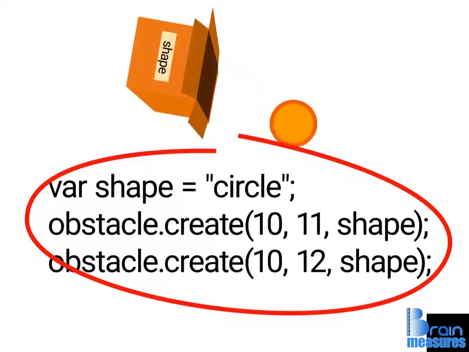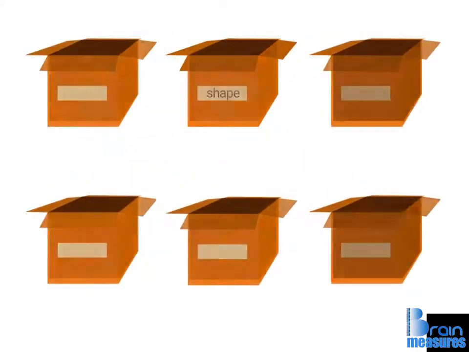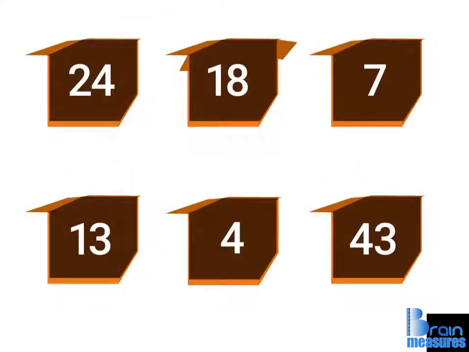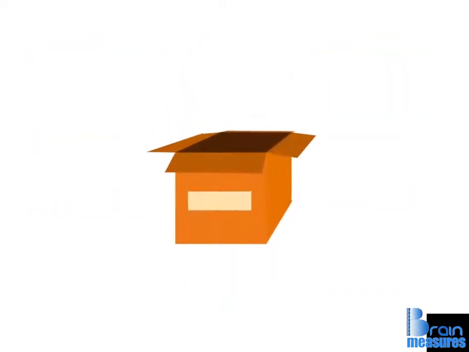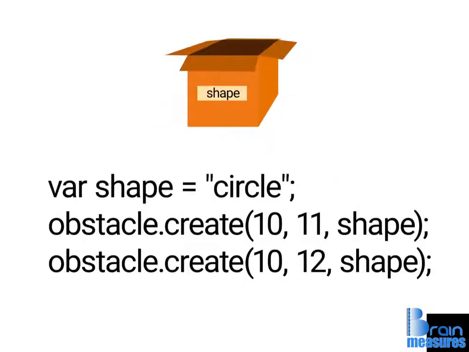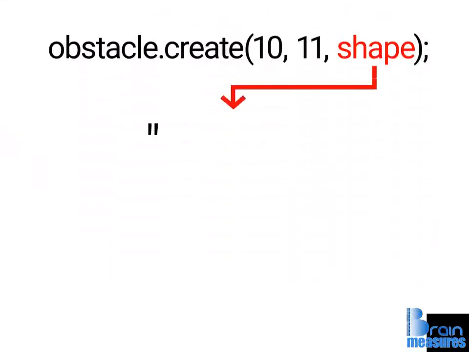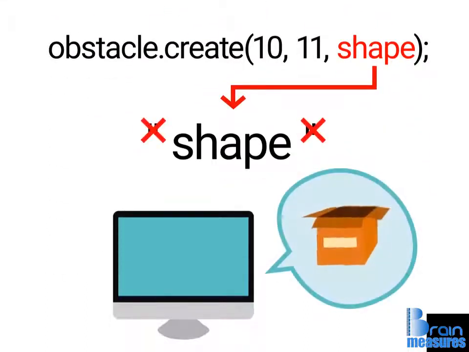Let's look at an example. The first thing to note is that the value of the variable shape is text. This may seem odd since the value of all our variables so far were numbers. However, this still works as variables can hold values other than numbers. The second thing to note is that the third parameter of our obstacle.create instruction is not text. Since there are no quotation marks around the word shape, the computer understands that this is a variable.